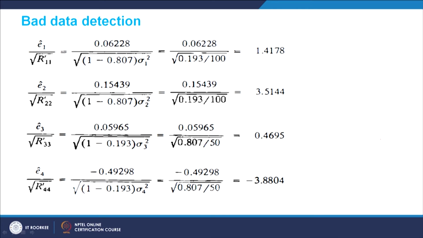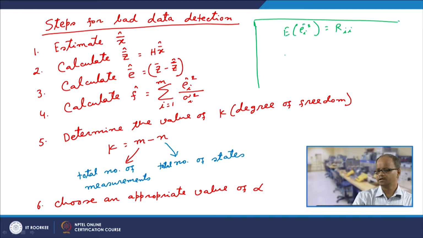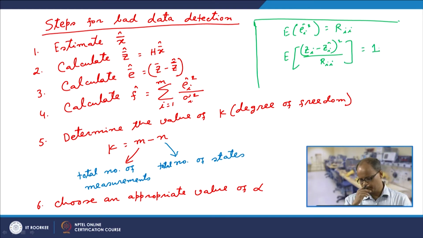So, that is what we are saying, we actually calculated the value of E1 hat over root R11 dash. Now, here we need to remember that the expected value of E_i hat square is actually R_ii. So, we said that the expected value of (Z_i minus Z_i hat) square divided by R_i is equal to 1, that we have already seen.